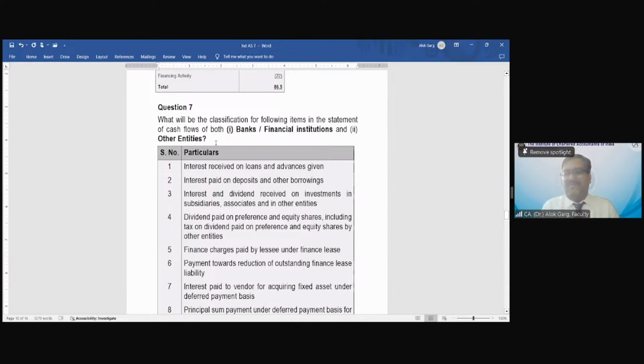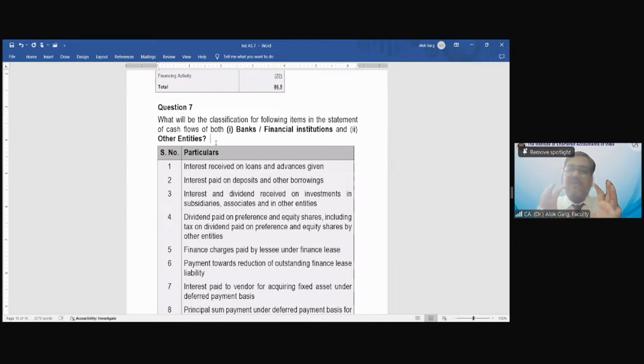Interest paid. For normal entities, what is the nature of interest paid? Financing activity. But for banks and financial institutions, it is an operating activity. The bread and butter of the business is to receive the money and pay the interest, and pay the money and get the interest. This is the bread and butter of banks and financial institutions.